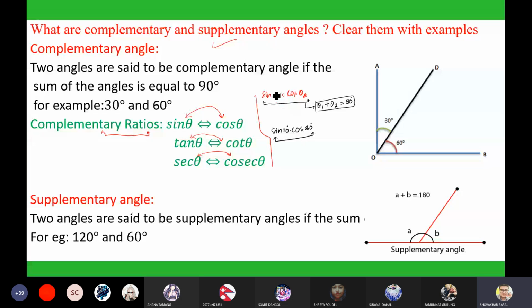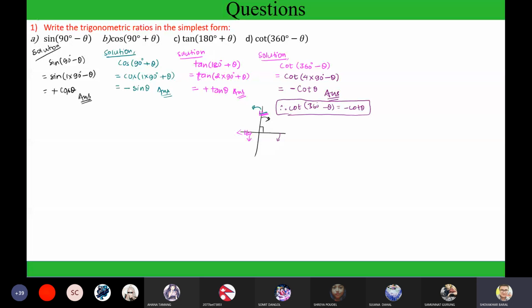So wherever the sum of the two angles in the product form is 90 degree, in case of sine and cos, since they are the complementary pair, they can be interchanged. Similarly for tan and cot it works in the same way, and for sec and cosec also. They are the complementary pairs. Similarly for supplementary angles, we'll not discuss in detail here: the sum of the two angles will be 180 degree and the ratio will not be changed.